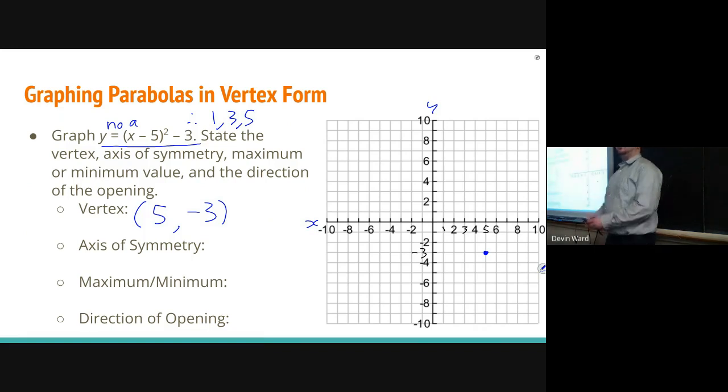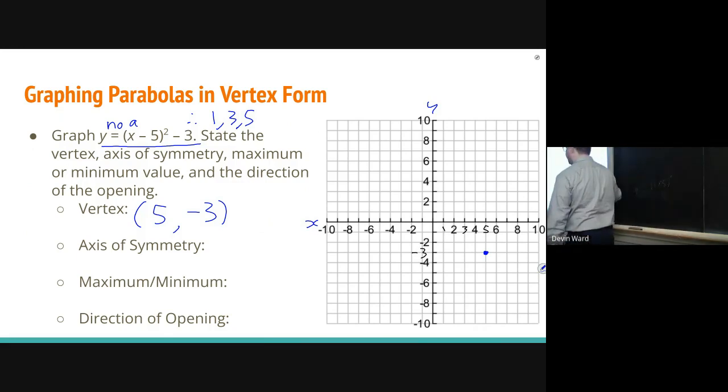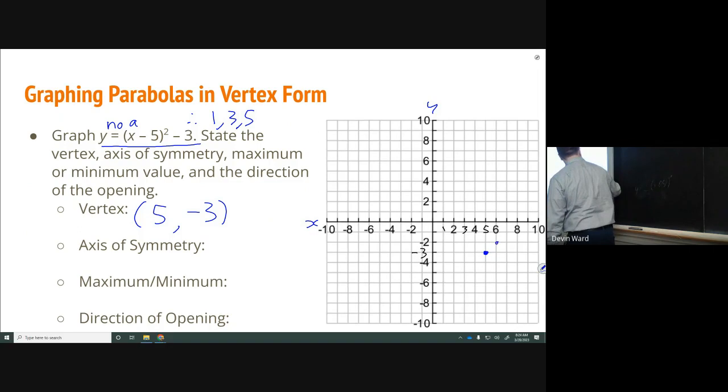Okay, so I always start at my vertex. Now, I'm going to go over 1, up 1, to a point. Draw a dot. Then, I'll go over 1, up 1, 2, 3. Draw a point. Then, over 1, up 1, 2, 3, 4, 5. Right there. So the last point you drew should be at 8 and 6.